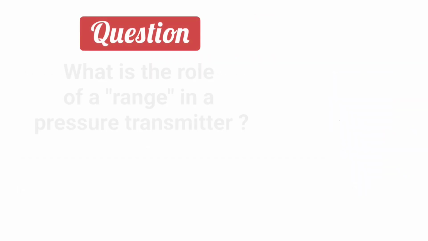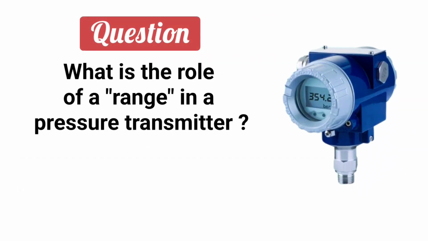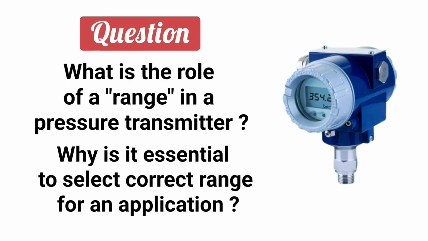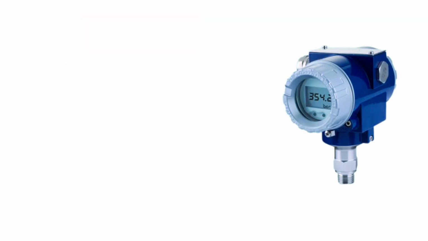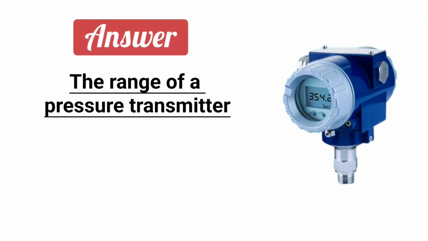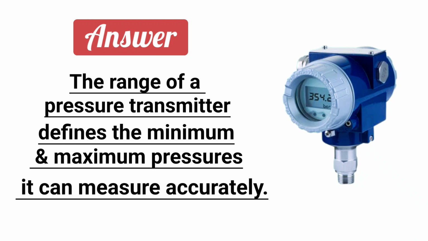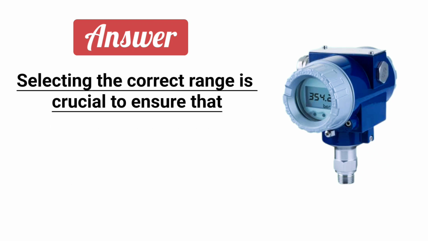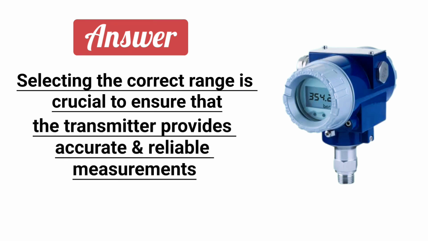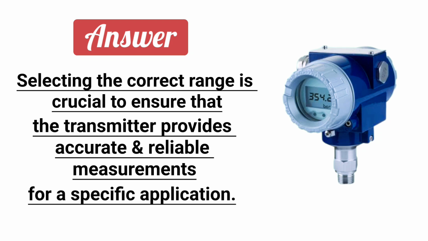Next question is, what is the role of a range in a pressure transmitter? And why is it essential to select the correct range for an application? Answer is, the range of a pressure transmitter defines the minimum and maximum pressures it can measure accurately. Selecting the correct range is crucial to ensure that the transmitter provides accurate and reliable measurements for a specific application.